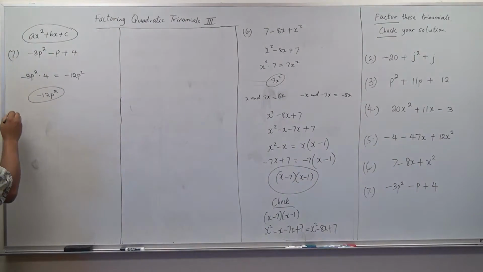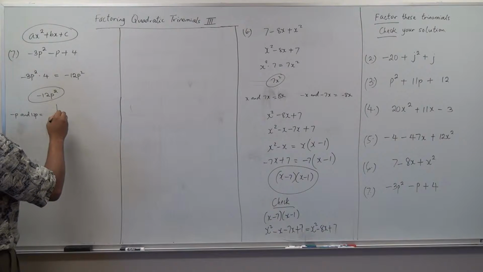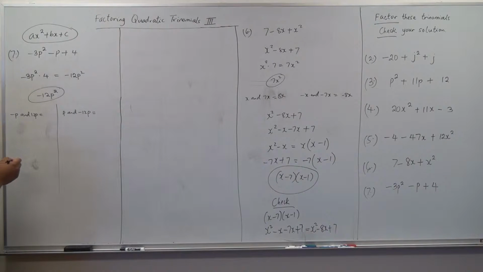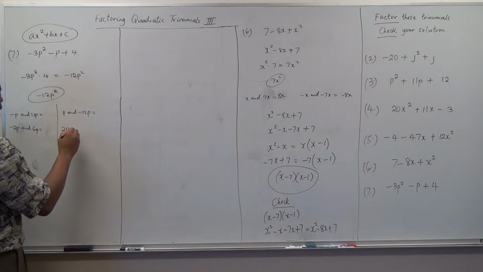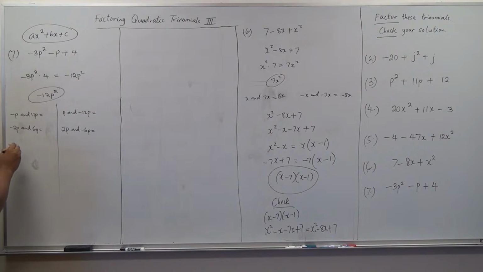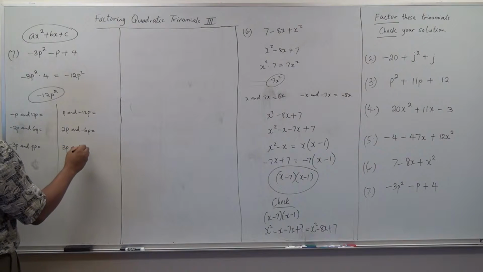So we start from the least: negative p and 12p, then p and negative 12p, then we have negative 2p and 6p, then 2p and negative 6p, then negative 3p and 4p, then 3p and negative 4p.